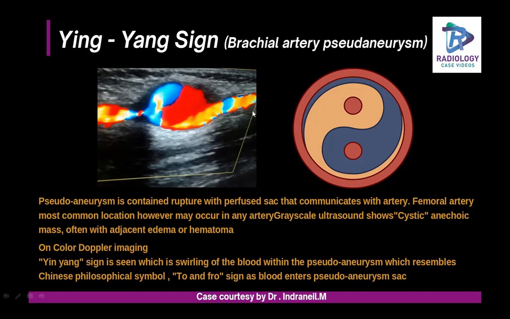So this is a very characteristic feature of pseudoaneurysm. It can also be found in aneurysm of the vessels. The most common location is the femoral artery, but it can occur anywhere. This is important because you have to always switch on your Doppler, because on grayscale it can appear anechoic and mimic a cyst. So it is always important that you switch on Doppler whenever you see an anechoic structure, so that you do not miss a vascular lesion like this.